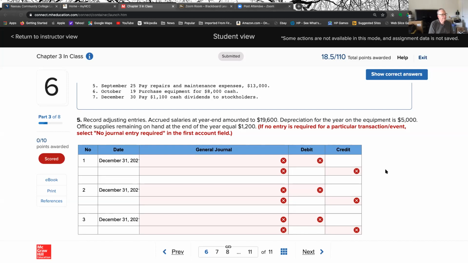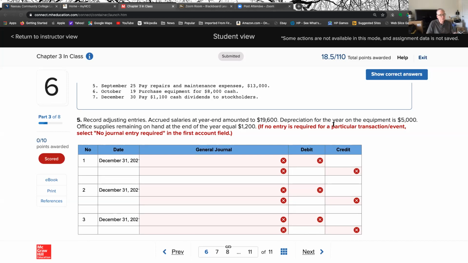And there are only, looks like, 3 of them. Record adjusting entries. Accrued salaries at year end amounted to $19,600. So that would be a debit to salaries expense and a credit to salaries payable, right? Debit salaries expense, credit salaries payable.